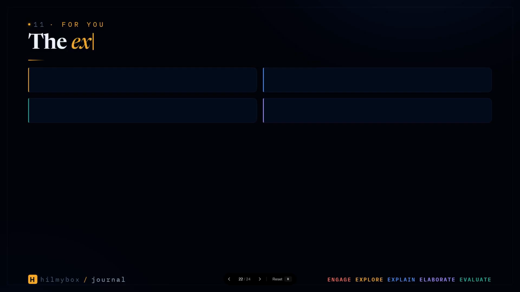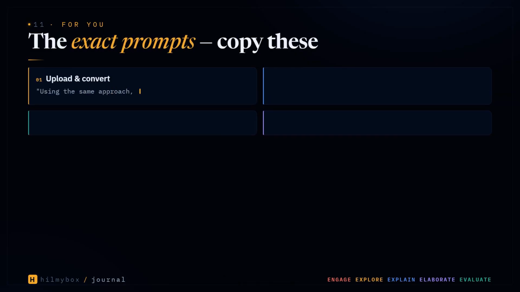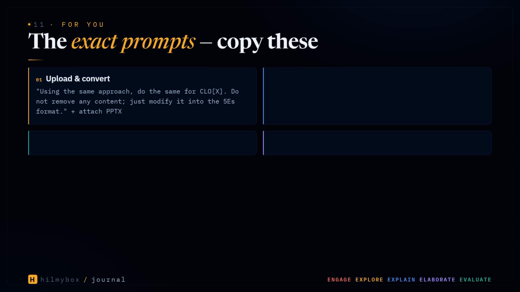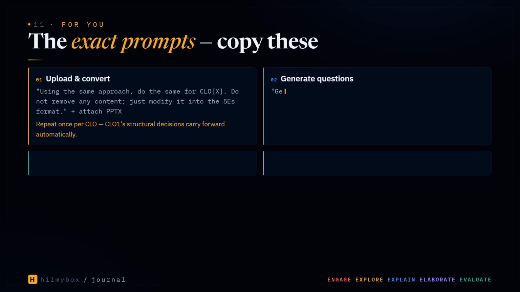Part 11. For you, the exact prompts, copy these. 1. Upload and convert. Using the same approach, do the same for CLOX. Do not remove any content. Just modify it into the 5Es format and attach the PowerPoint. Repeat once per CLO. CLO1's structural decisions carry forward automatically.